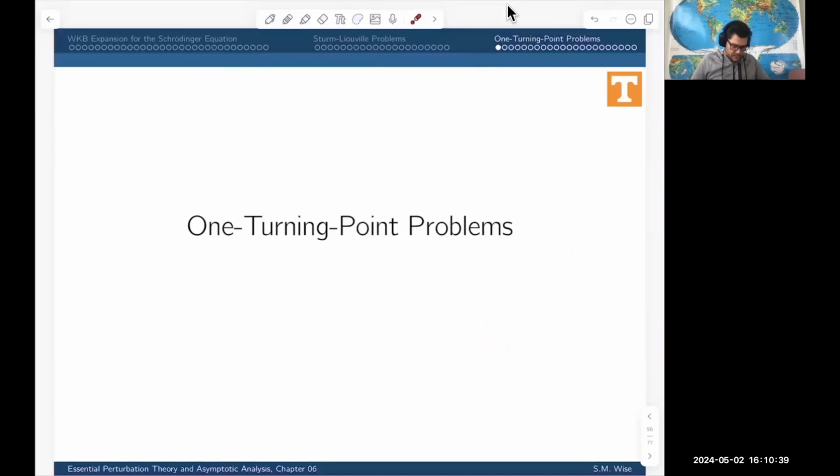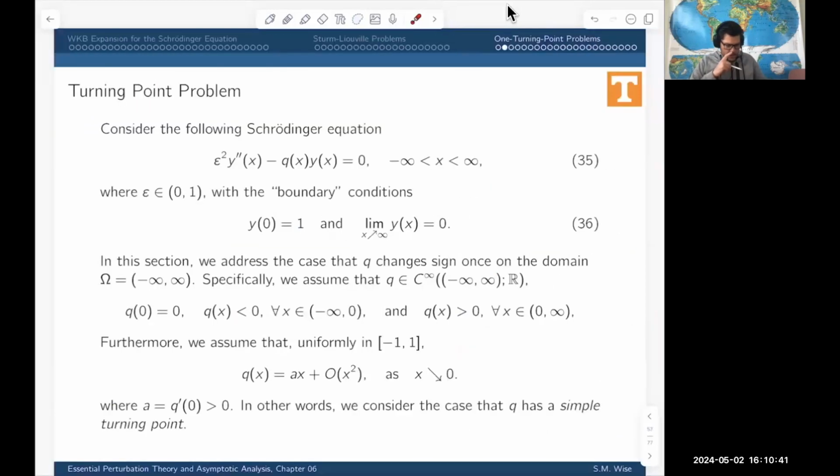So, turning point problems. What are turning point problems? Again, we're going to be looking at this quote unquote Schrodinger equation. The Schrodinger equation for us just means an equation that has this structure: it has no first derivative term. It has only a highest derivative term with a small parameter multiplying that term. The lowest order term is minus q of x, y of x, and then equals 0.